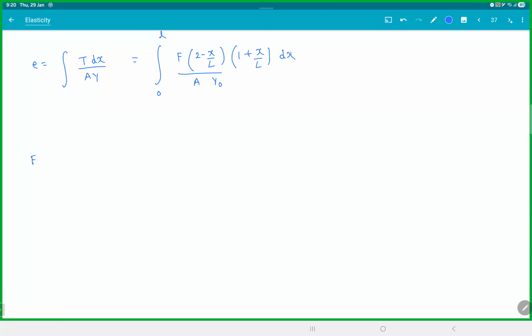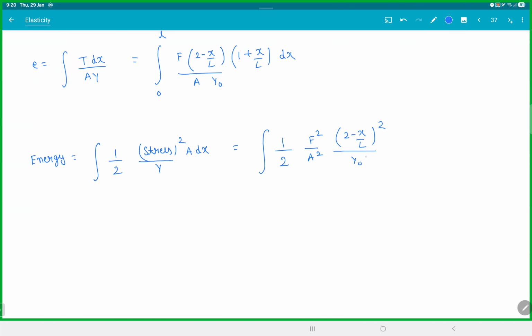You want energy? Integral of stress square by Young's modulus into A dx. This will be half. That would be F square by A square, 2 minus x by L whole square by Y naught into 1 plus x by L, into A dx. Again, it's just brute force. It's lengthy. You just have to expand and solve. Anyone got an answer here?